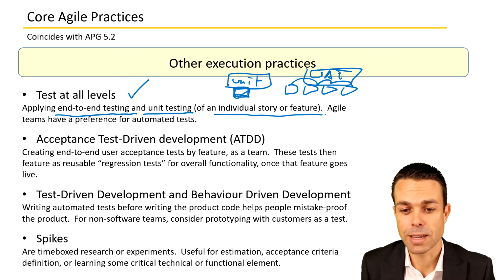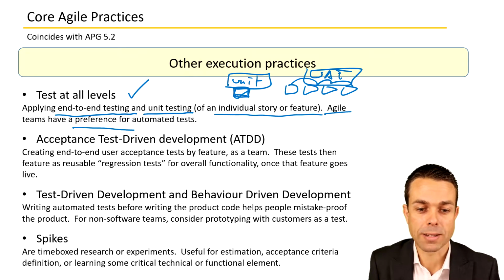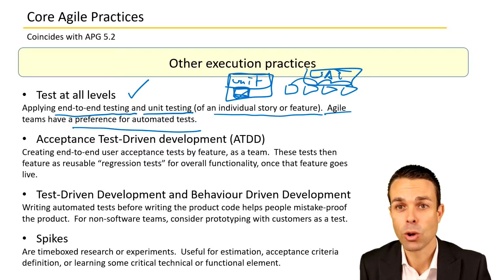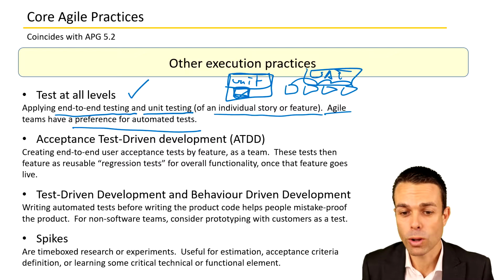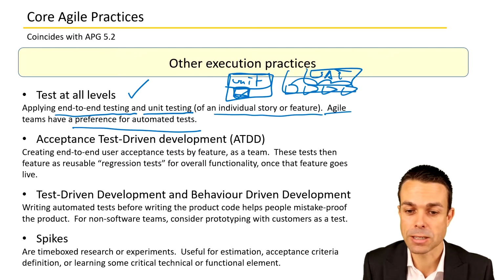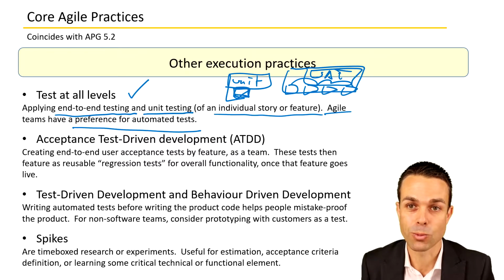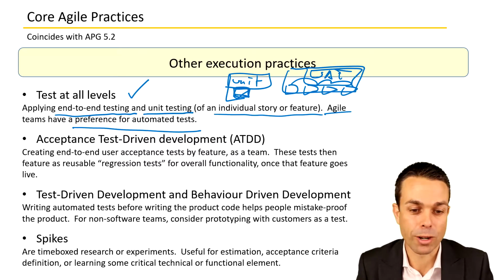In an Agile team, we have a preference for automated tests. So can we automate those unit tests using Selenium or in the code itself? Or can we automate those regression tests and run them daily as part of our continuous integration, when we're putting all of our changes up into the one environment?